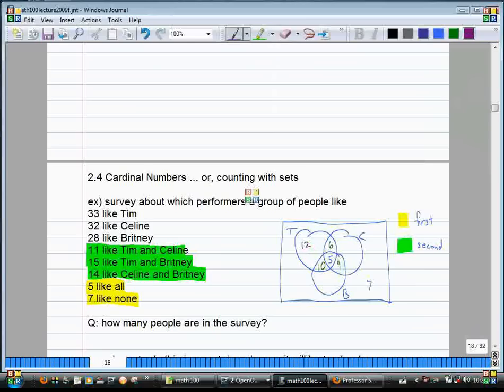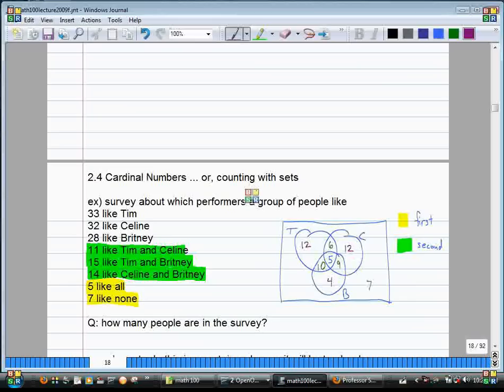And then for Celine, 32 like Celine, but we've already got 6, 5, and 9. That's 20. So you knock off 20, and what's left is 12. And for Brittany, 28 like Brittany, but we've already got 10, 5, and 9. That's 24. What's left? 4. So notice the big difference between saying 28 like Brittany versus how many like Brittany only? 4. So that's a big difference between saying those two things.